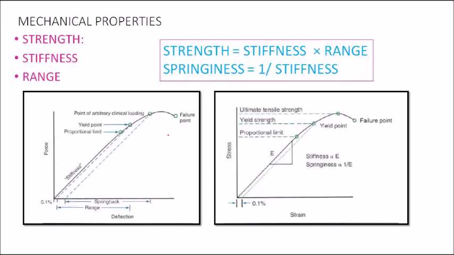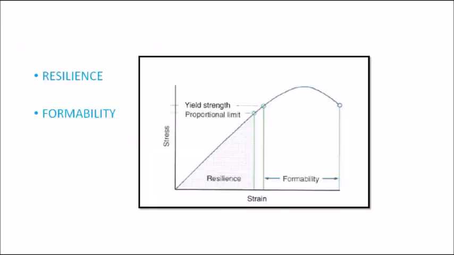They are inversely proportional. Now, two other characteristics of importance which can be illustrated in a stress strain diagram are resilience and formability. So please look at the graph. You can see that in a stress strain graph, resilience is the area under the stress strain curve out to the proportional limit. So it is actually representing the energy storage capacity of the wire, and it is a combination of the strength and the springiness. It represents the energy storage capacity of the wire.